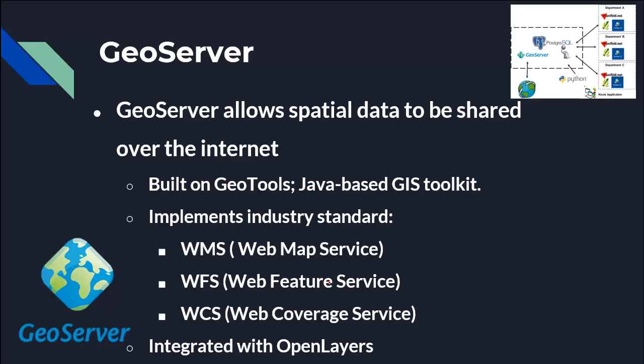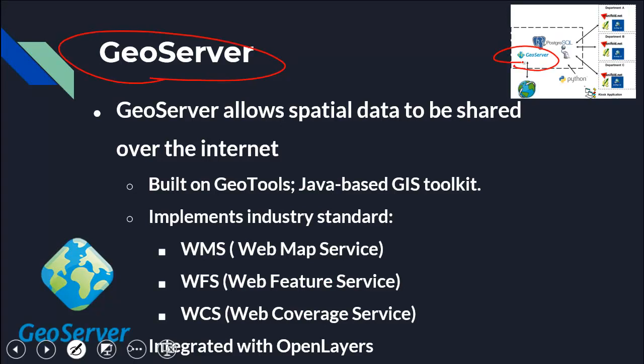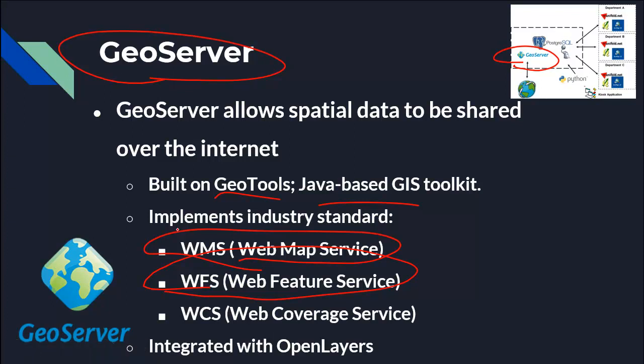So now we'll look at our last part of the stack, and that's GeoServer. GeoServer is an internet map server that is built on GeoTools, which is a Java-based toolkit, and it implements industry standard web mapping services. These are those images that come across the web, and web feature services as well. So that will allow us to stream actual vector layers. We can integrate it with things like OpenLayers and Leaflet and other types of tools.